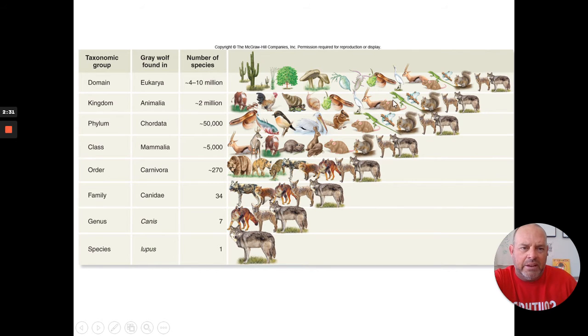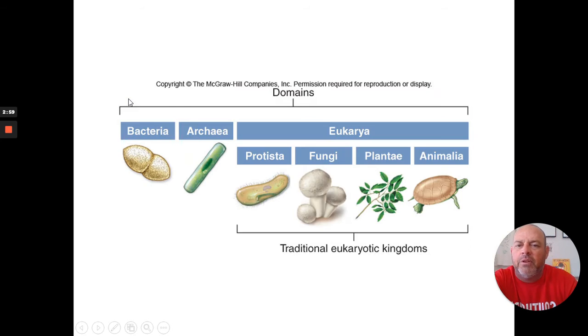Animalia. So now we kicked out anything that wouldn't fall into that category. And then the chordates. We've kicked out everything that doesn't have a nerve cord. And then the mammals. Now we kicked out everything that's not a mammal. Okay, and then carnivores, and then you get down to the family, genus, species. We're getting more and more specific as we go down this list, right? Until we get down to just the genus species of the gray wolf. Okay, so that's how classification works. You've probably seen that before.